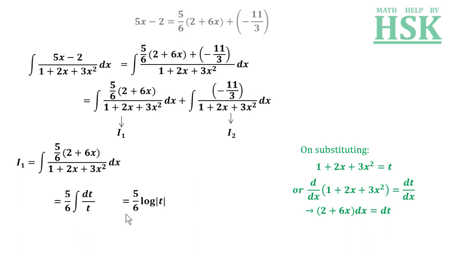Now integration of 1 upon t is equal to log t, so this is going to give me 5 by 6 log of t. Substituting the value of t as equal to 1 plus 2x plus 3x square, I'm going to get this as 5 upon 6 times log of 1 plus 2x plus 3x square. Now I'm going to solve I2.